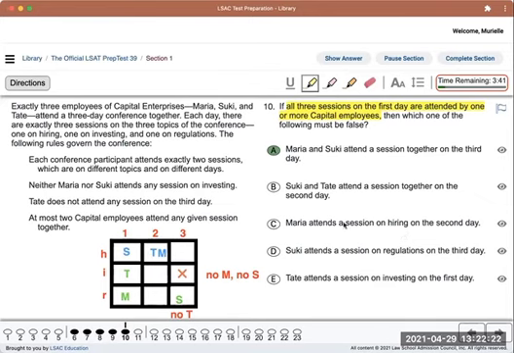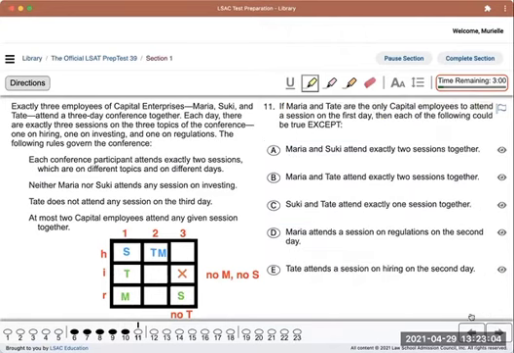Okay. So yeah, M hiring on the second day is fine. S regulations on the third day is fine. And Tate attends a session on investing on the first day. That has to happen because M can't attend it, S can't attend it, and we need all 3 sessions to be attended by, they say, 1 or more. It's actually not possible to have it attended by more because we can't add another of any of these players on day 1 because it has to be different days. Yeah, so that leads us to A, confirming A is the correct answer.